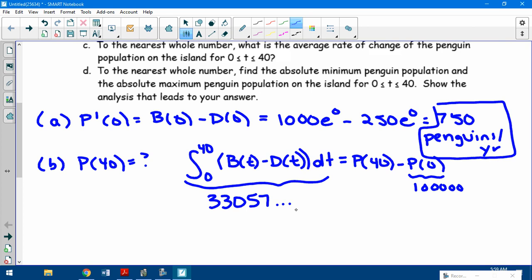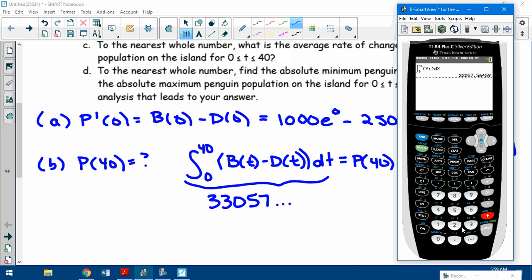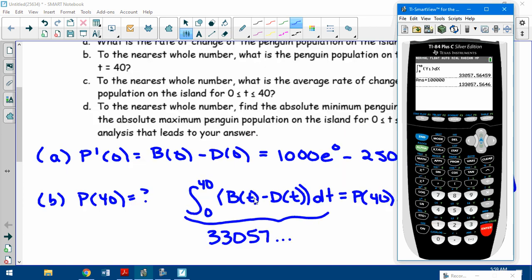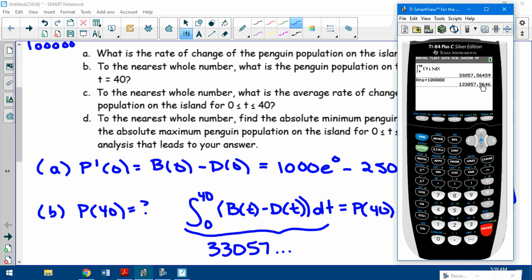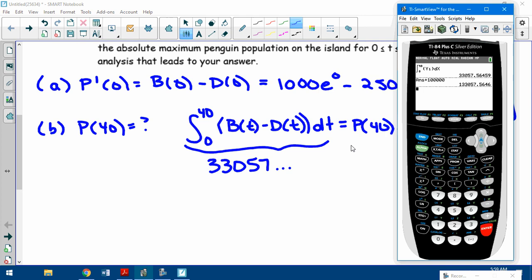So then I just need to add this 100,000 over. So take that number plus 100,000. And I get to my population, which is said to the nearest whole number. So here I am going to round it. 133,058 llamas. Or, sorry, penguins.